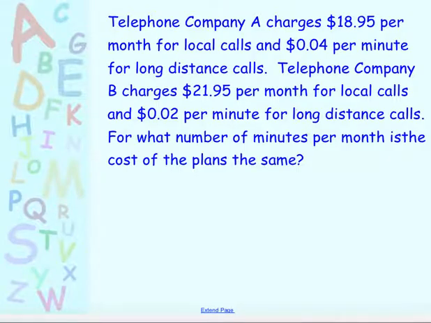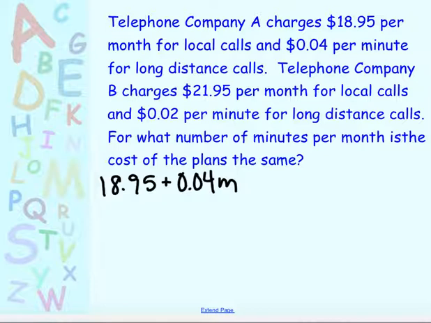Okay, big idea here though is being able to create these type of equations, or take these word problems and create equations from them to be able to solve. So, telephone company A charges $18.95 per month for local calls and 4 cents a minute for long distance. To be able to show that as an equation, we would say something like, okay, $18.95 plus 0.04 per minute, right? That would be telephone A company.